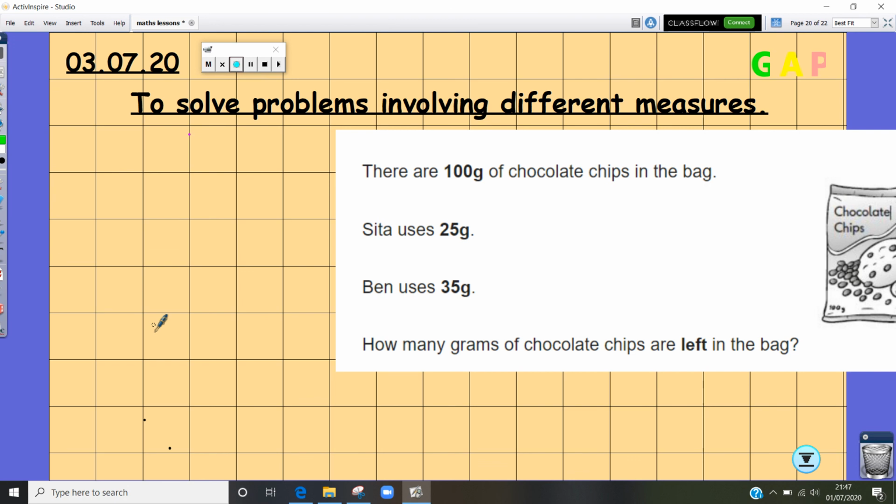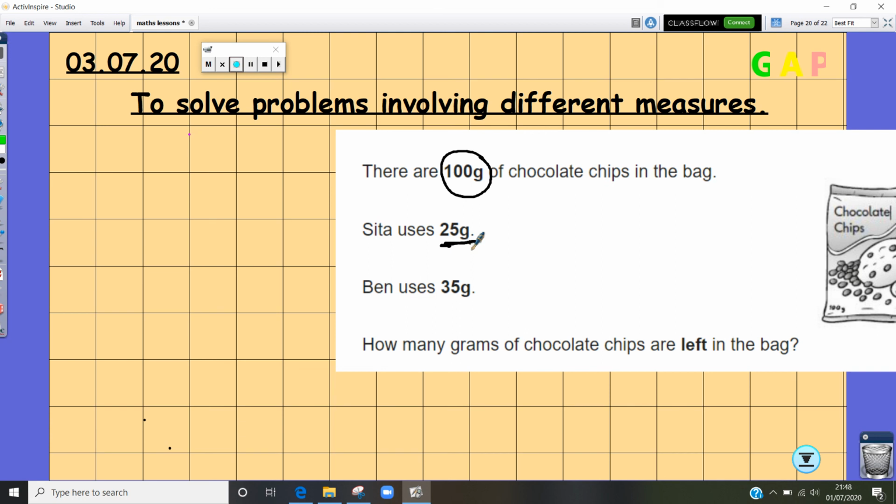There are 100 grams of chocolate chips in the bag. Okay, so we know that 100 grams is really, really important in this question. Is chocolate chips important? No, not really. It could be anything that's in the bag. It's the 100 grams that we need to find out. Okay, so Sita is going to use 25 grams from that bag.